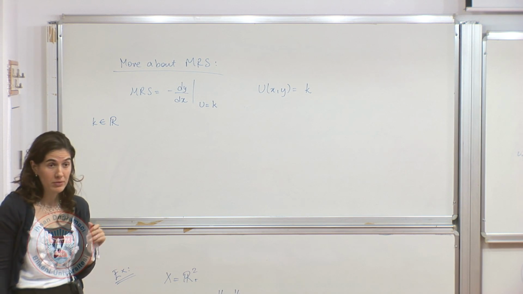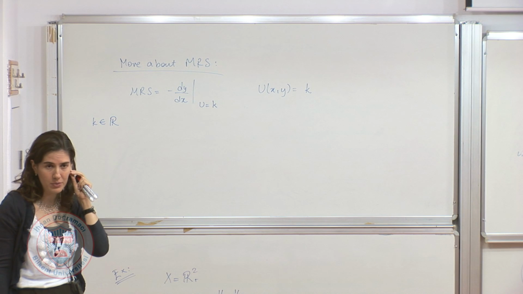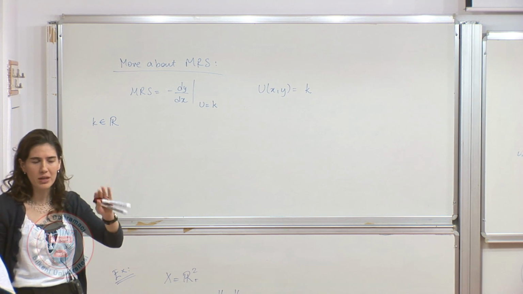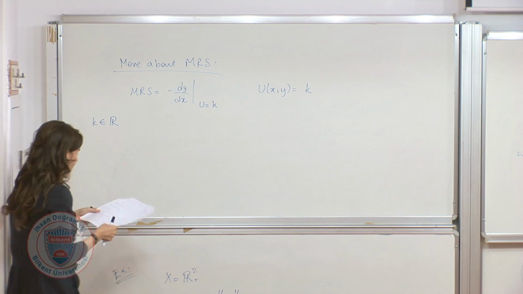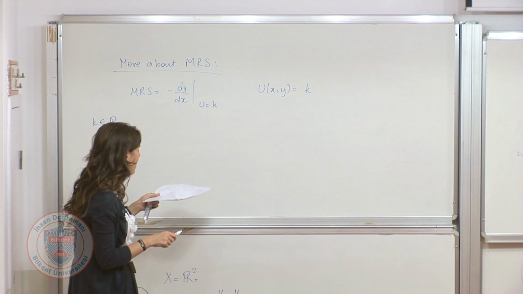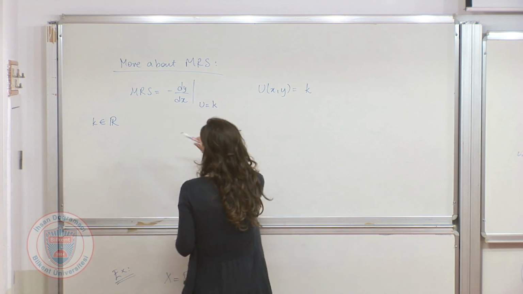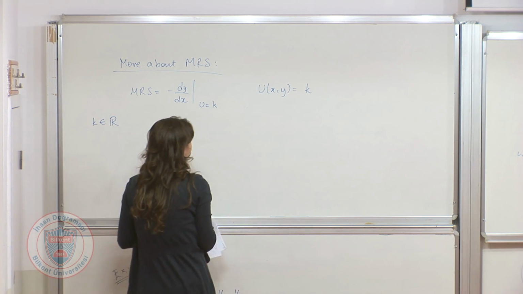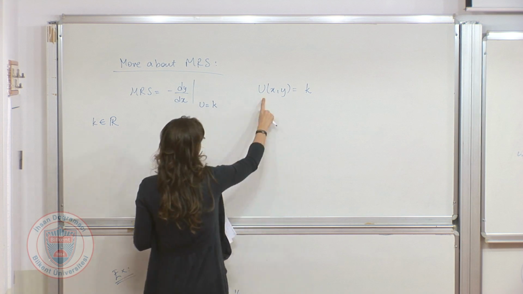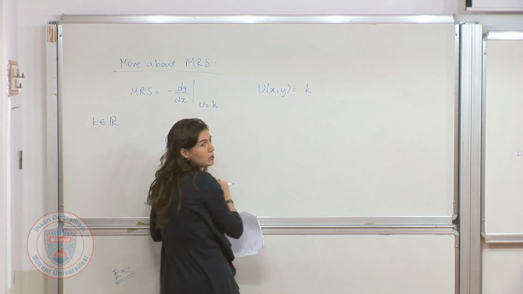The slope of this indifference curve, right? That's what we said. So this is actually the absolute value of the slope of the indifference curve, okay? So then, can we say more about the marginal rate of substitution? Let's try to see. Suppose this is equal to k.